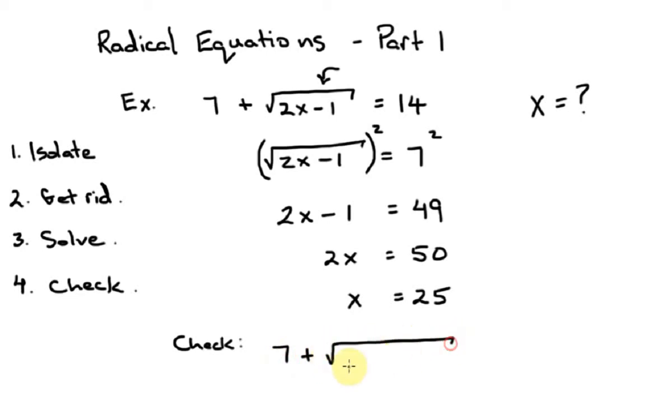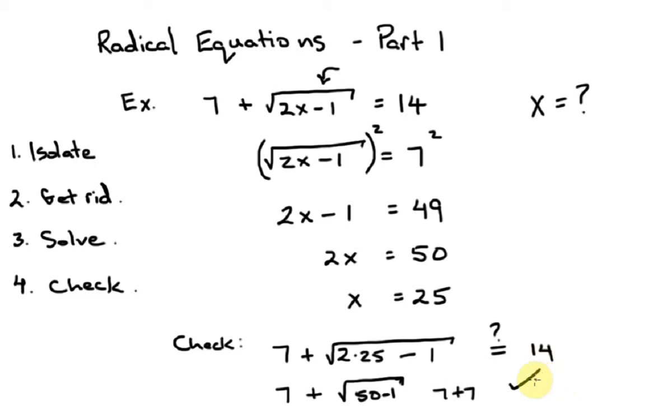So I'm going to plug it in here where that x is: 2 times 25 minus 1. And then here's the question mark. Does it really turn out to equal 14? If it does, great. And if it doesn't, well, then we know it's extraneous. So what have I got? The square root of 50 minus 1. In other words, this looks like it is 7 plus the square root of 49, which would be 7 plus 7. Well, by golly, I think that equals 14, and that's a legitimate, good solution.